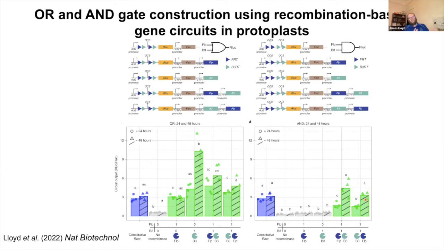So then we wanted to take it back into stable plants. We wanted to see if we could get an AND gate to work with natural or relevant inputs to switch between them.